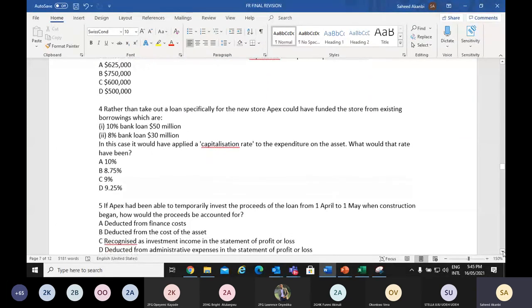Okay, let's look at number four. Someone read number four. Rather than take out a loan specifically for the new store, Apex could have funded the store from existing borrowings, which are a 10% bank loan at 50 million and an 8% bank loan at 30 million. In this case, it will have applied the capitalization rate to the expenditure on the asset. What would that rate have been?